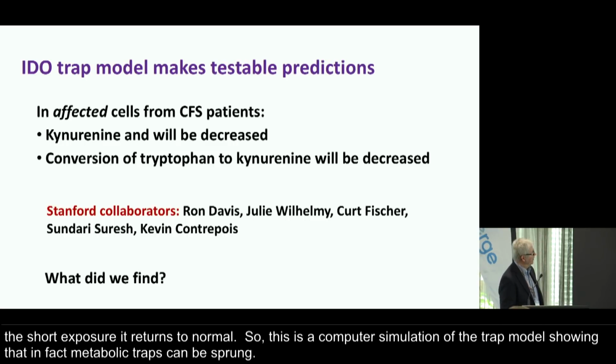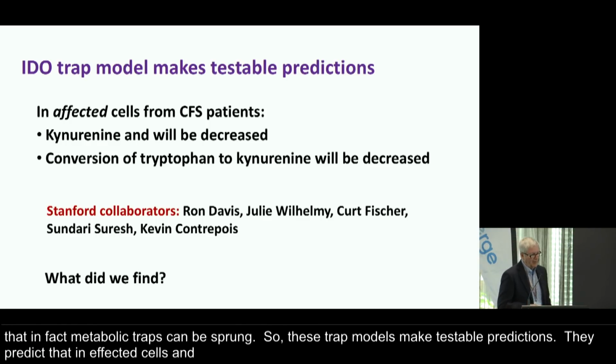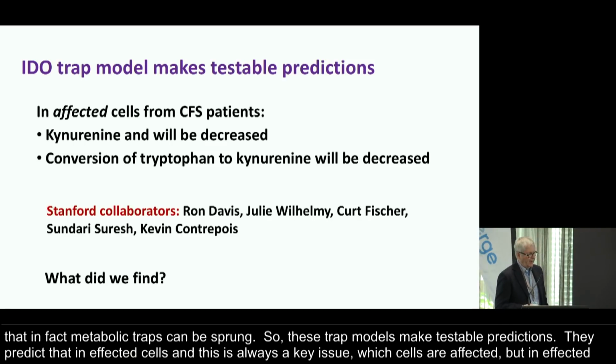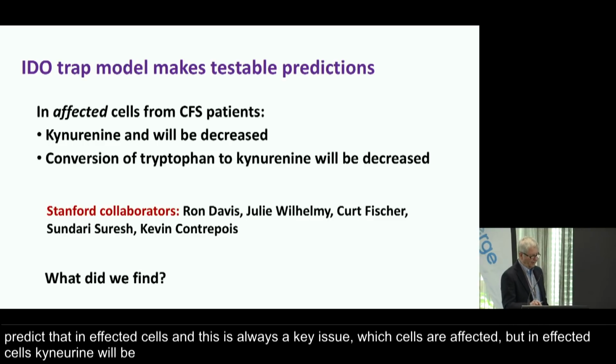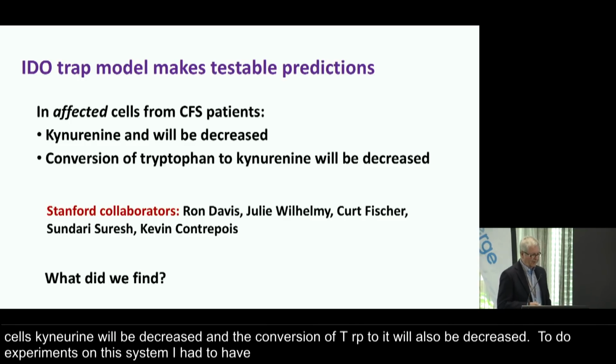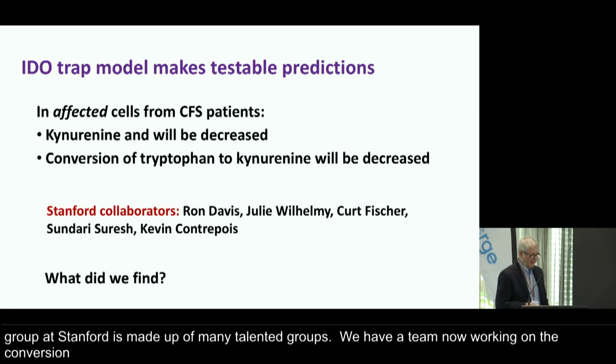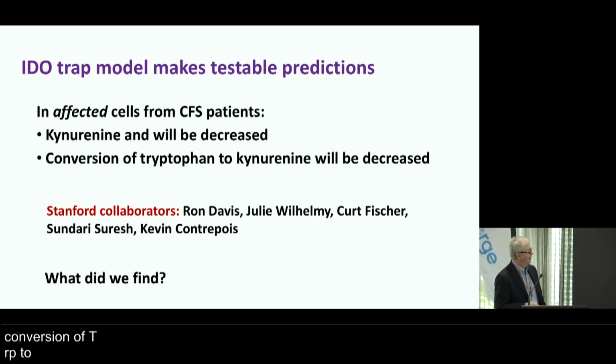So these trap models make testable predictions. They predict that in affected cells, and this is always a key issue, which cells are affected, but in affected cells, kynurenine will be decreased, and the conversion of tryptophan to kynurenine will also be decreased. Now, to do experiments on this system, I had to have a set of experimental collaborators, and Ron Davis's group at Stanford is made up of many extremely talented experimental groups. And so we've got this team now working on the conversion of tryptophan to kynurenine and making measurements by mass spectroscopy in intracellular levels of these metabolites.